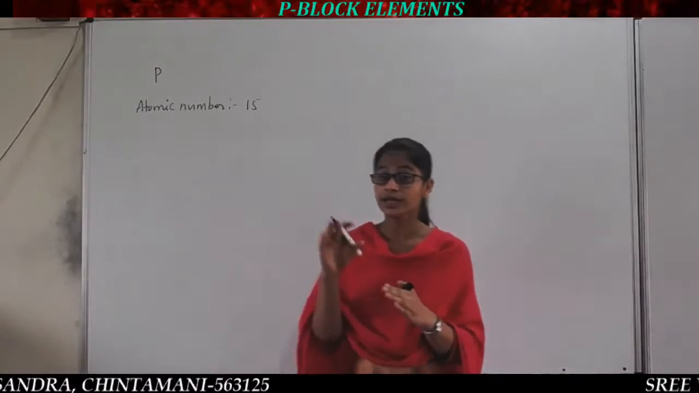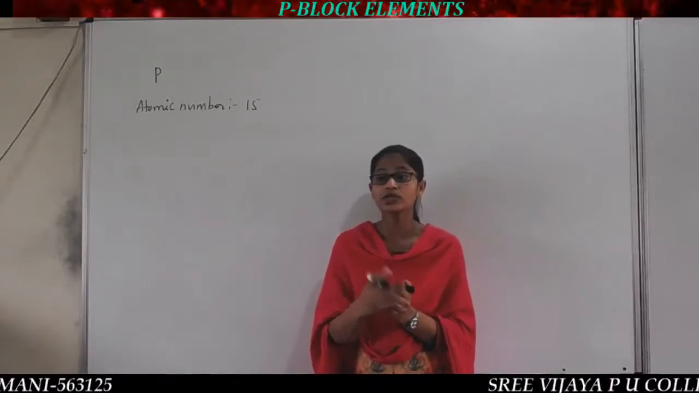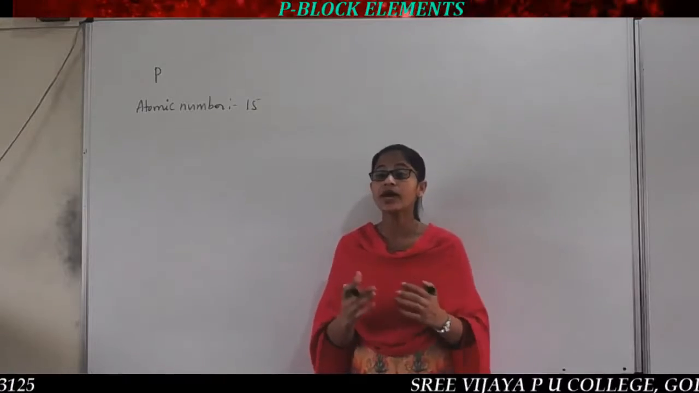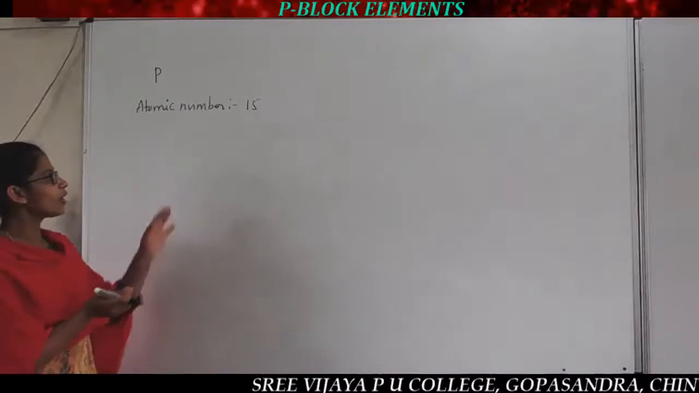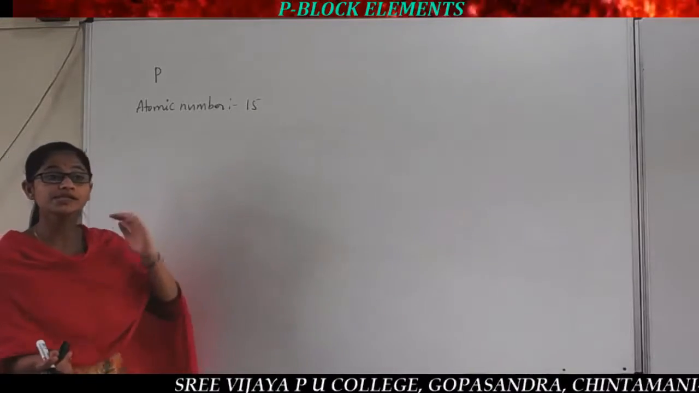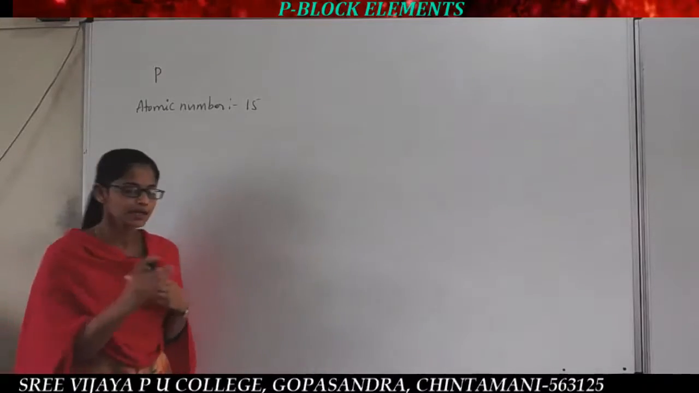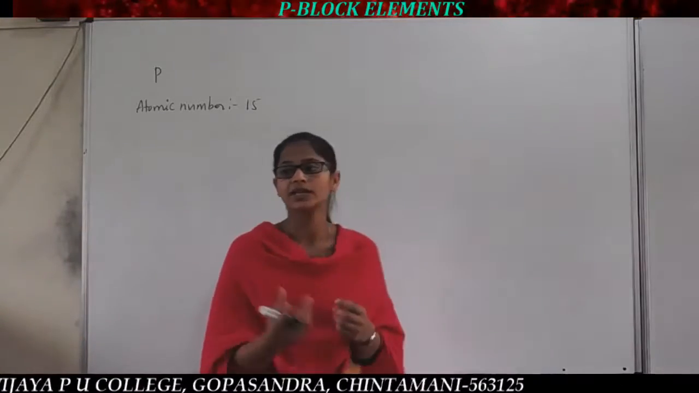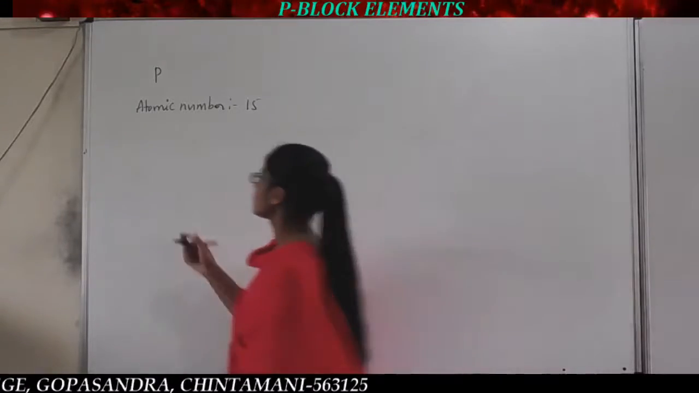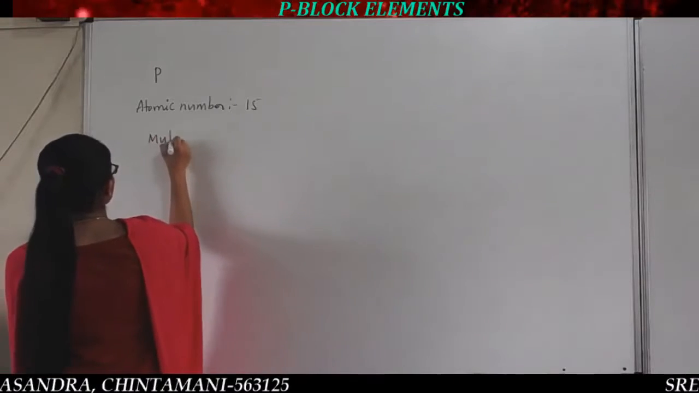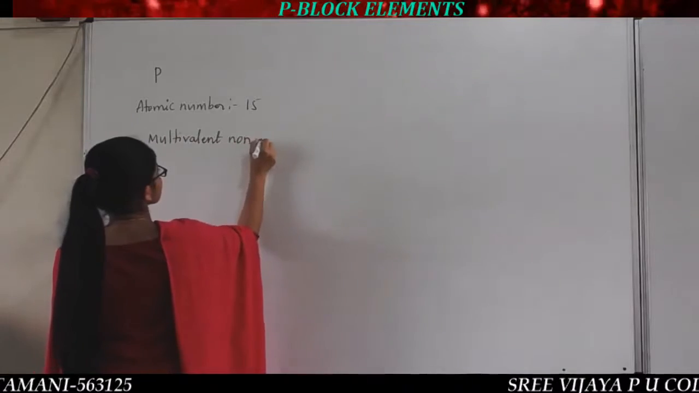Right. So the remaining elements, phosphorus and the others belonging to the same family, also exhibit different oxidation states. Compared to the other elements, phosphorus exhibits different valence states in different compounds. So only phosphorus exhibits multivalence in different compounds, so it is called the multivalent nonmetal.